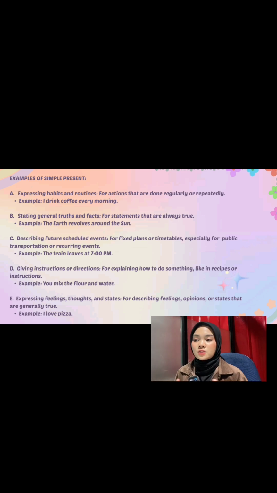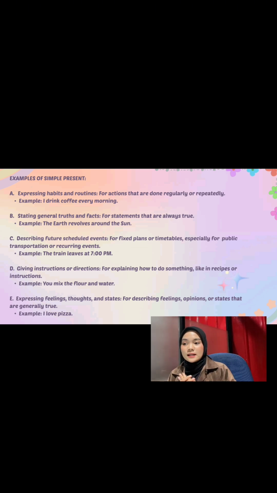Okay, next, giving instructions or directions, for explaining how to do something, like in recipes or instructions. The example sentence is, you mix the flour and water. Okay, for the last, expressing feelings, opinions, and states, for describing feelings, opinions, or states that are generally true. The example sentences are like, I love pizza, I like wine, I love flour.